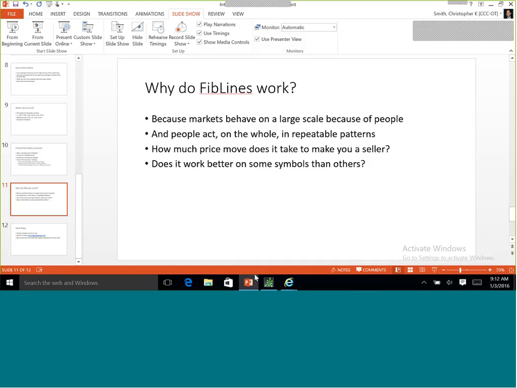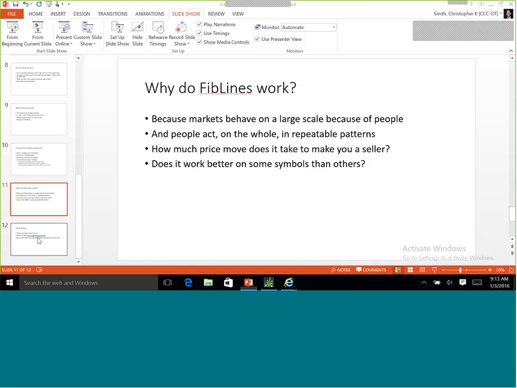So the indicator does work on indexes and futures. I've calculated it for the Dow, the S&P, QQQ, and pretty much all the major markets. And I have interpretations for all those, but I found it does work better on individual stocks.